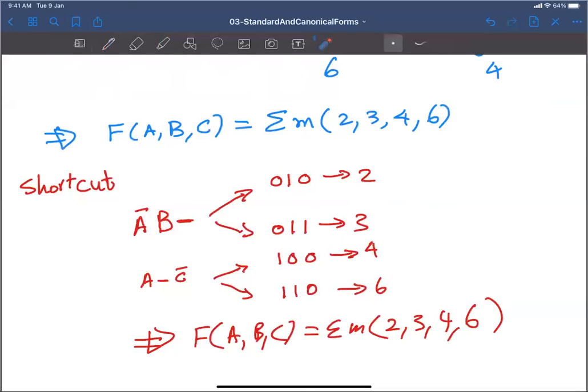Then we have A dash C complement, which corresponds to 1 at the most significant bit and a 0 at the least significant bit, and in between we have a 0 and 1. So for this case we have a 4, and for this case we have a 6. So the minterms that we have again are 2, 3, 4, and 6. Okay, any question?